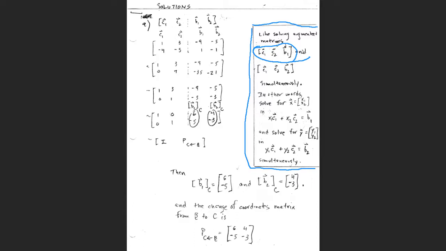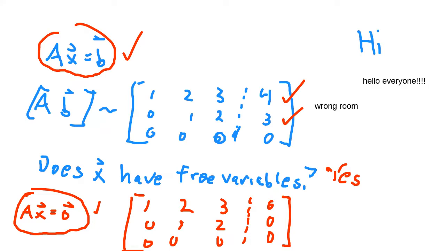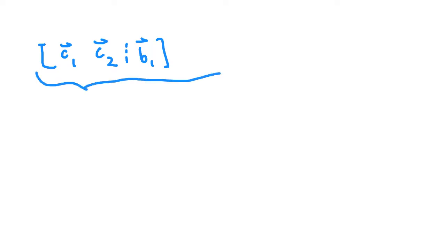Okay, let me go to the whiteboard real quick. So you have an augmented matrix that consists of vectors C1, C2, and vector B1. Really, what you're doing here is you're saying find values x1 and x2 such that x1 times c1 plus x2 times c2 equals b1.